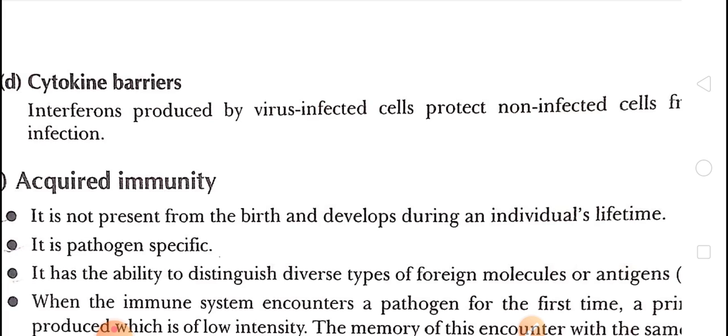Children, in the cytokine barrier, those cells are affected by the virus. Okay, the virus-infected cell produces interferons for the healthy cells. Cells affected by the virus will definitely die. So, while dying, they do one good deed: they give the interferons to the healthy cells, and these interferons protect the non-infected cells from further viral infections. Okay, this is the cytokine barrier.